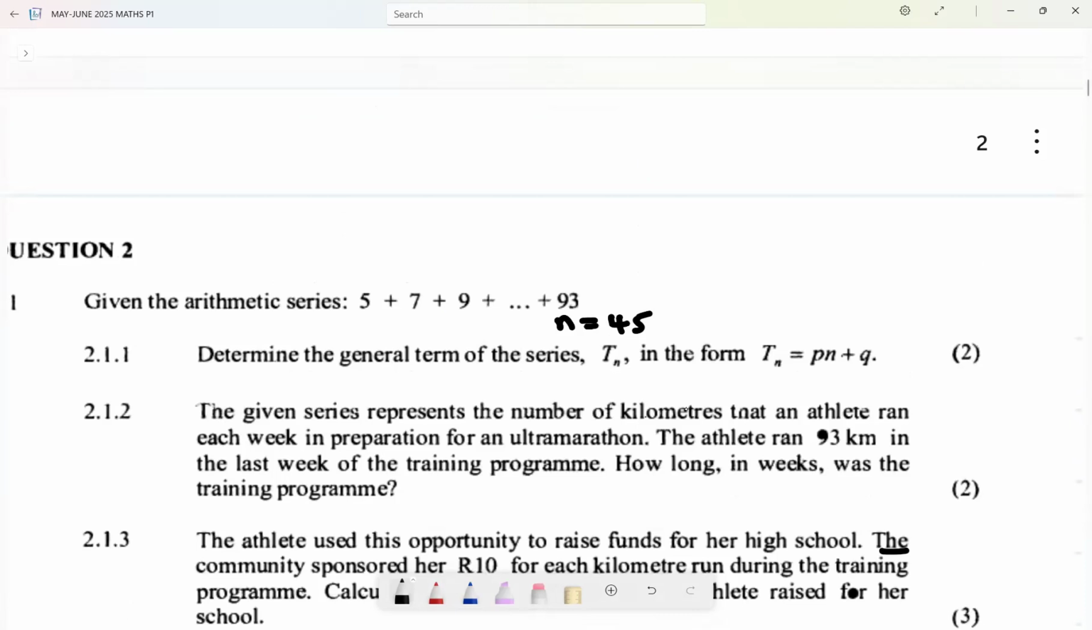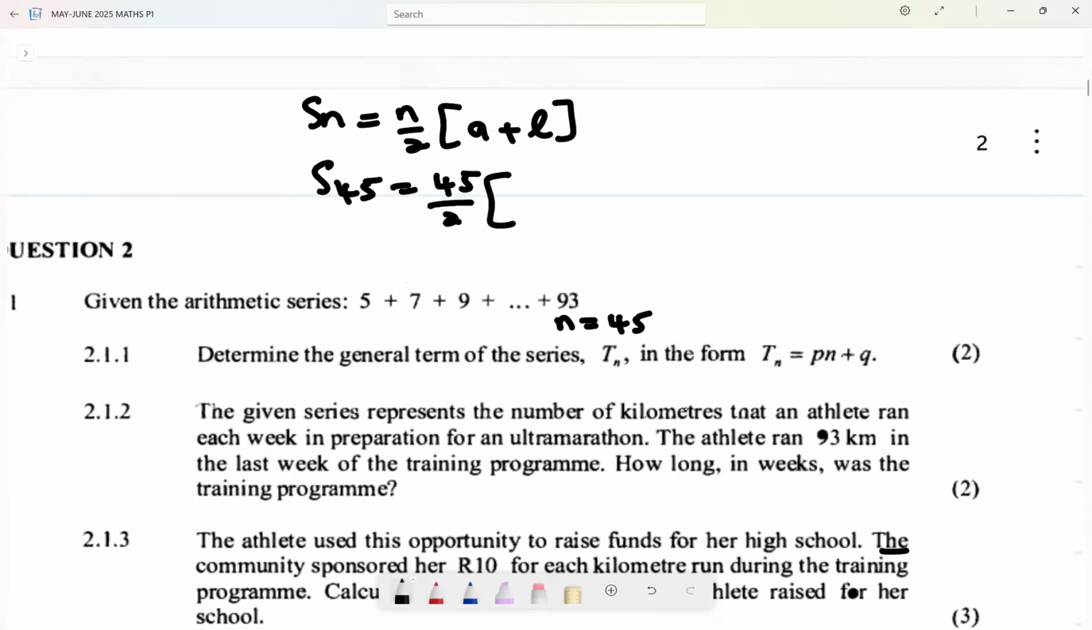So the sum formula is n divided by 2 times (2A plus (n minus 1)d). But I can use the formula n divided by 2 times (A plus L), because I already have the last term. Remember, if you have the last term, you can use this formula. So the sum of 45 weeks is 45 divided by 2. A is the first term, it is 5, plus the last term, which is 93. Let's see how many kilometers she actually ran.